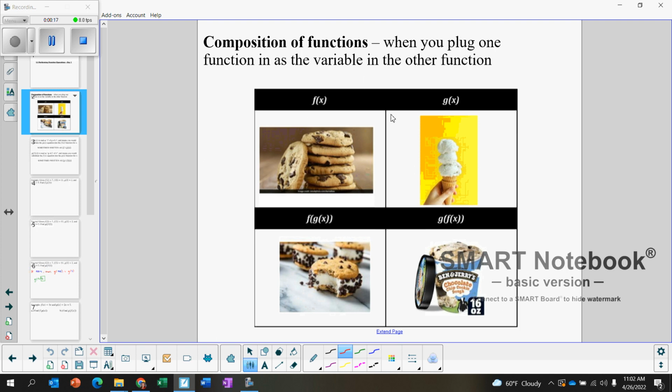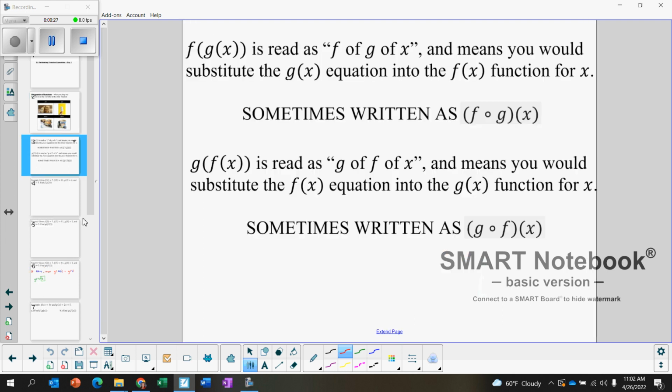If f of x is cookies and g of x is ice cream, if I were to plug ice cream into cookies, we would have an ice cream sandwich. But if I were to plug cookies into ice cream, we would get something like chocolate chip cookie dough. We write compositions like this. We have f of x normally, but inside of that, instead of x, we have g of x. So this is f of g of x. Sometimes they write it with this little dot here, a little O. Or g of f of x means I would be plugging f of x in as the variable into g.